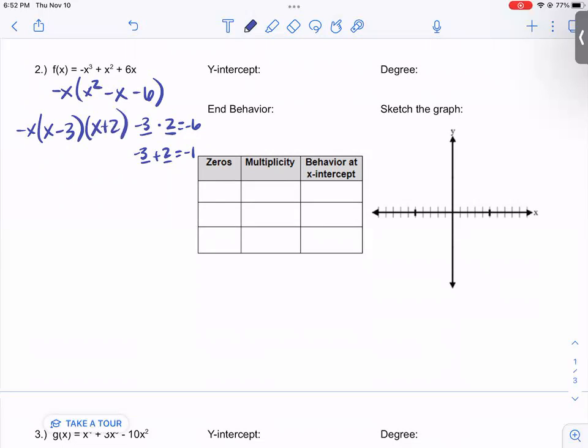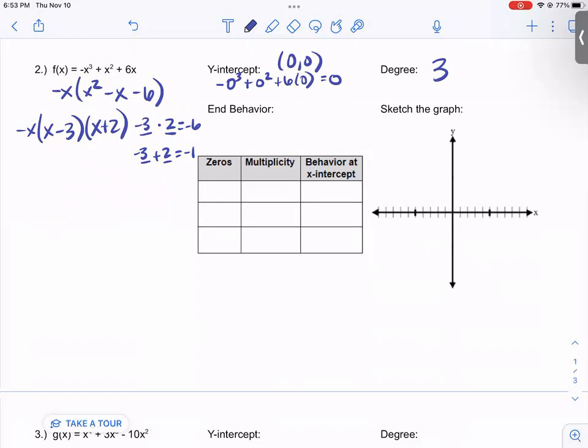There's our factored form. You'll notice we have three factors here. We have this negative x factor, we have the x minus 3, and then the x plus 2. Having three factors means that our degree is 3, which matches the highest exponent in the standard form equation we started with. Our y-intercept this time we have to calculate, and I believe it's going to be 0. If we plug in 0 for this function, we're going to get negative 0 cubed plus 0 squared plus 6 times 0, which all equals 0. So here's our intercept at (0, 0).